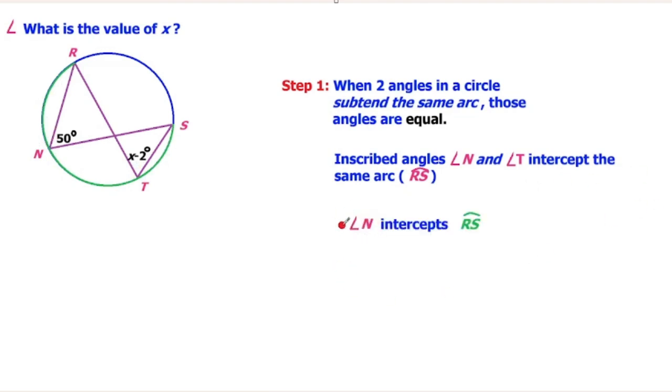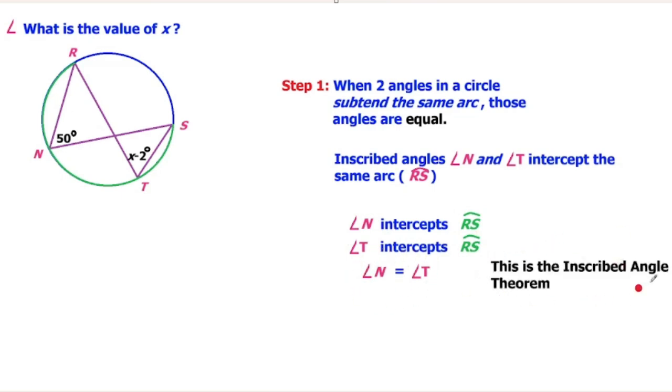So angle N intercepts arc RS. Angle T intercepts arc RS. So that means angle N equals angle T. And this is the inscribed angle theorem, another piece of it. So that means we know that angle N equals angle T.